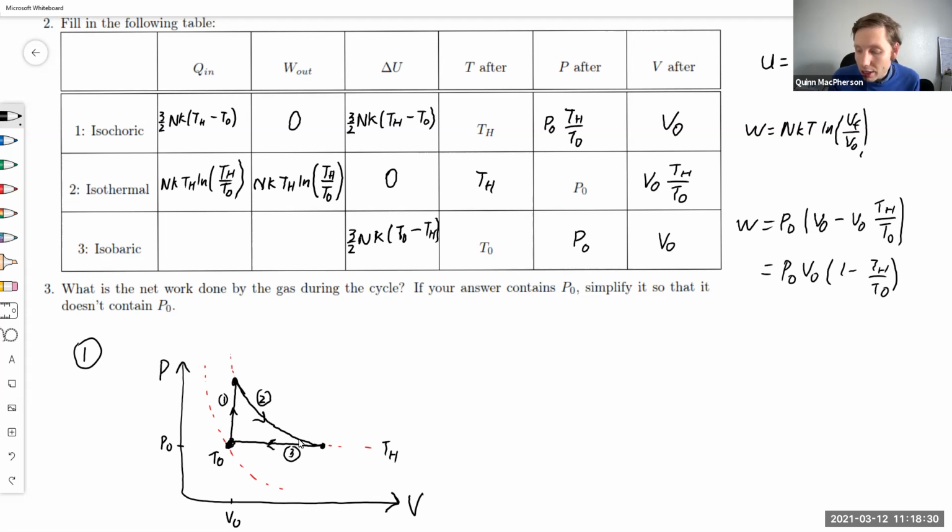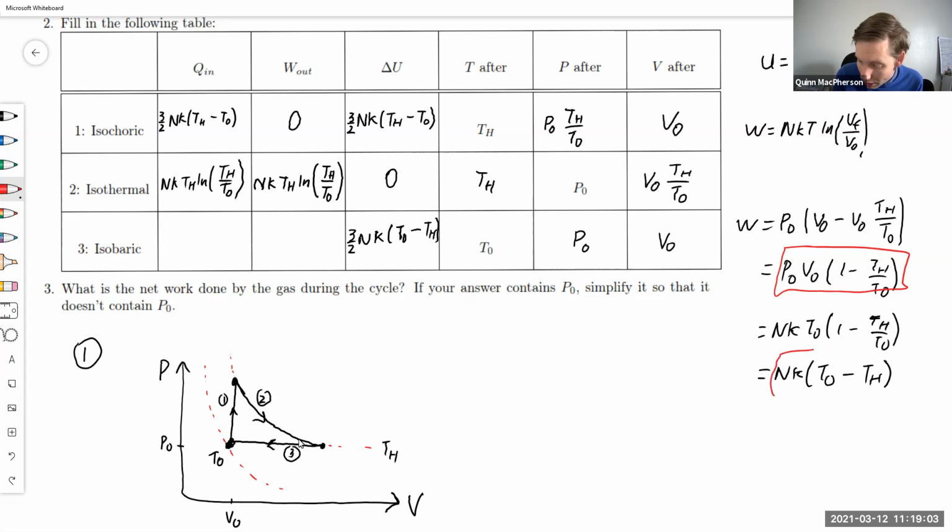But you may recall that PV is equal to NKT. So NKT naught times 1 minus T hot over T initial. I can then multiply the T initial back in, NK times T initial minus T hot. So any of these would be correct answers. We could use this as our answer, or we could use this as our answer. I'm going to put in this last one. It seems the simplest to me.